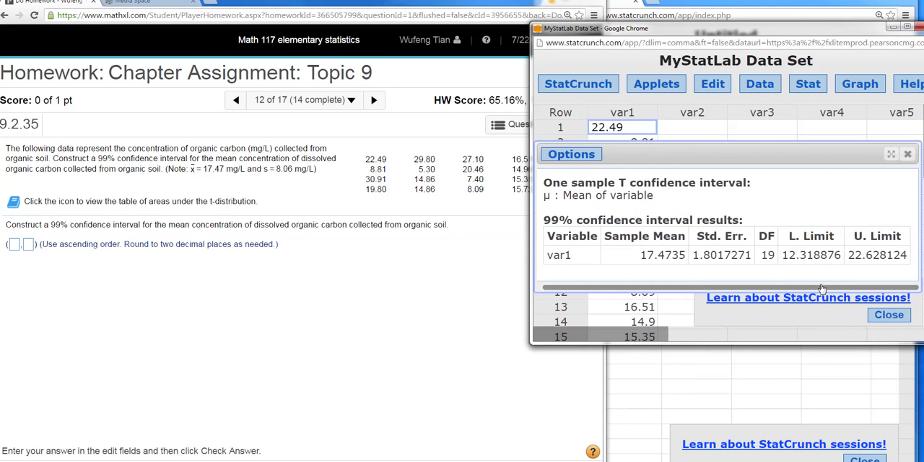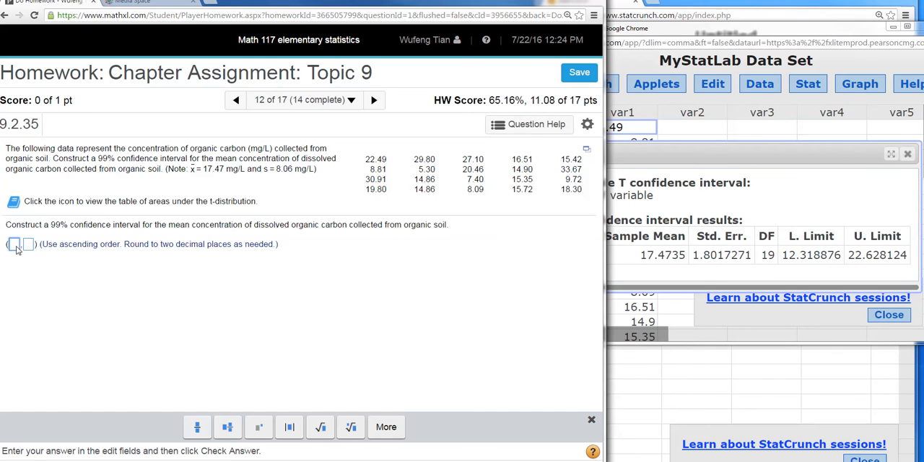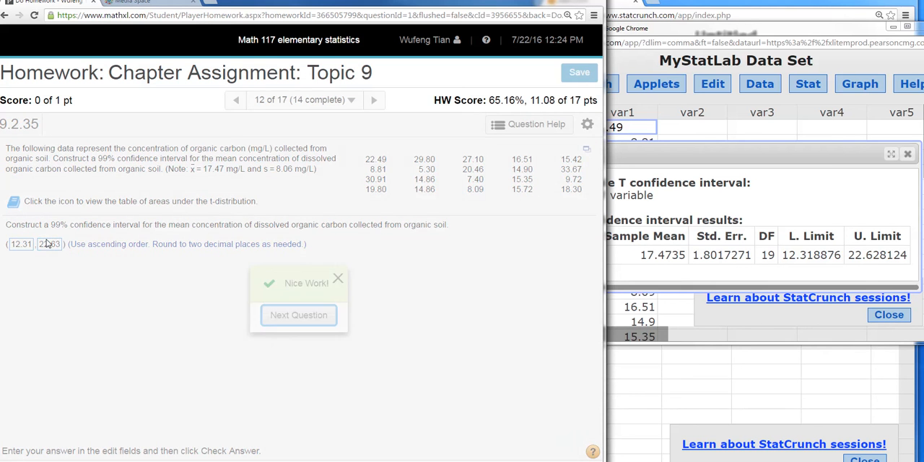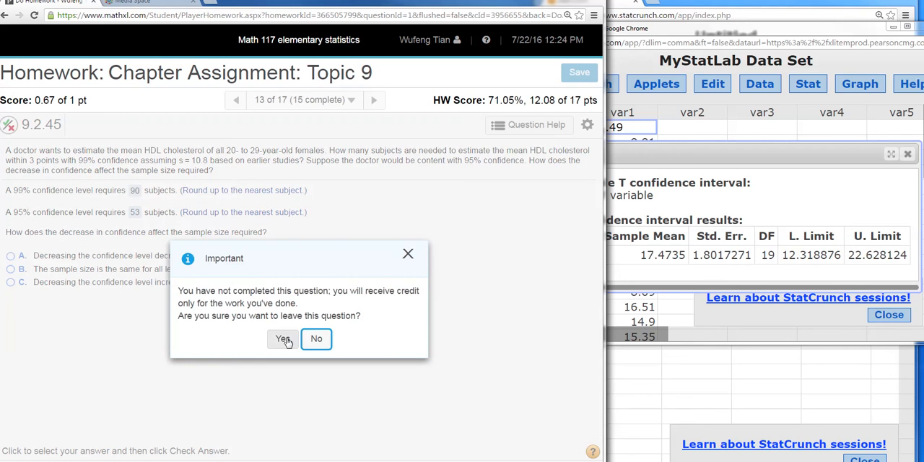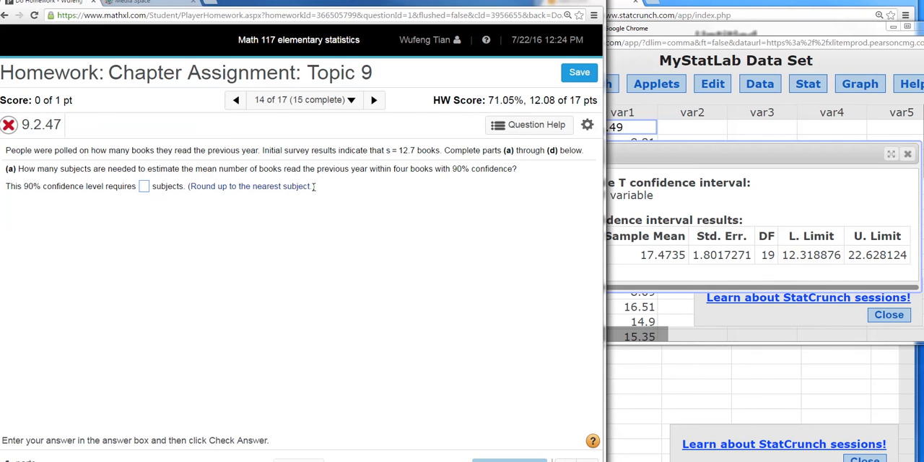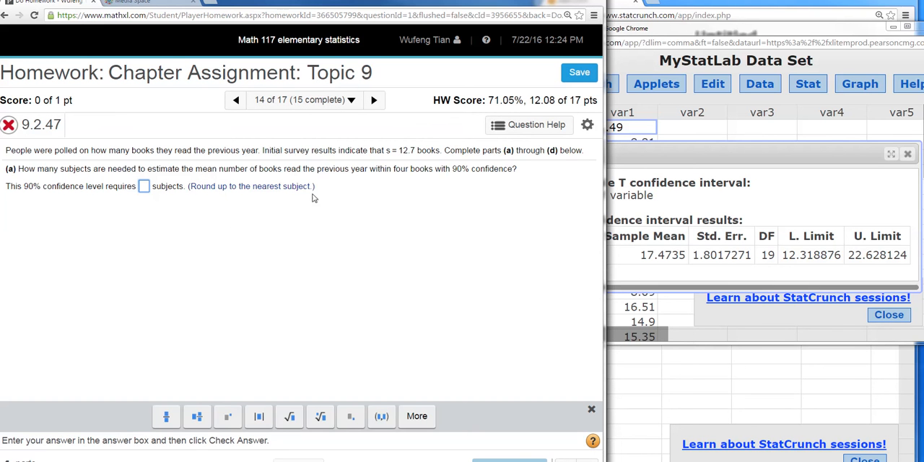It gives you a lower limit and an upper limit. 12.31, 22.63. Okay, and you figure that out by yourself. And this one asks you for the sample size, number 14.